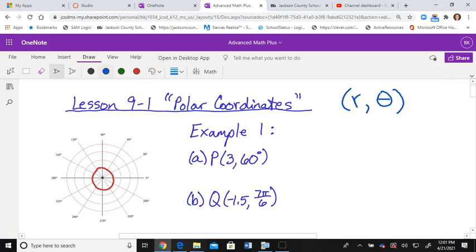All right. So the first one has a radius of 1. The second one would have a radius of what? 2. The third one would have a radius of 3. The fourth one has a radius of 4, and so on and so forth. So I'm going to the third circle in what direction? 60 degrees. So that would be right there. That is point P. Easy enough?